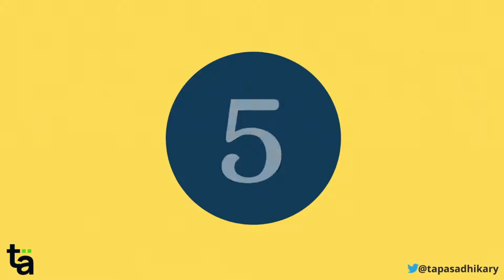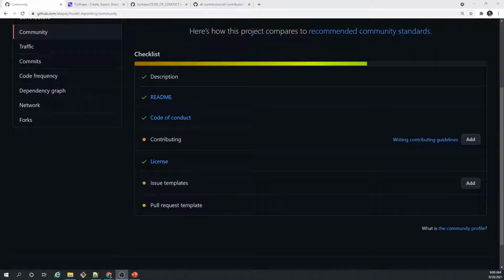Number 5. The next one, number 5, is about writing the contributing guide. What exactly is a contributing guide? You may want to set some expectations for the contributors to the repository.